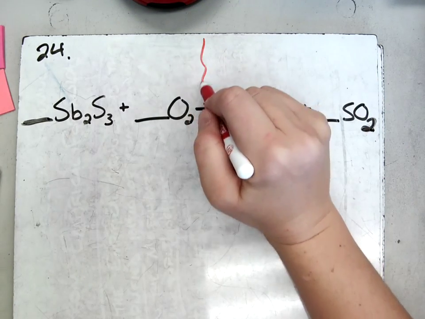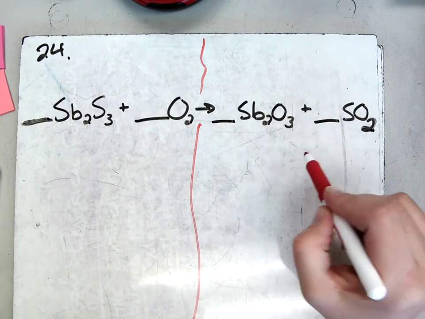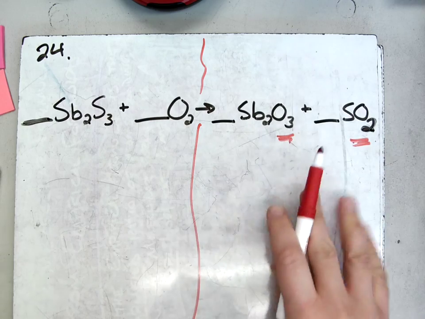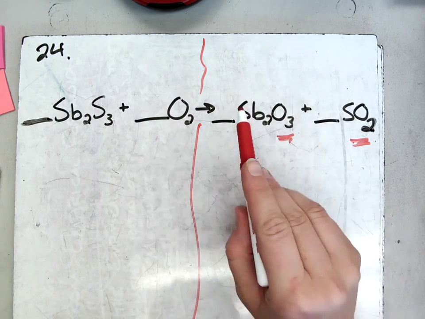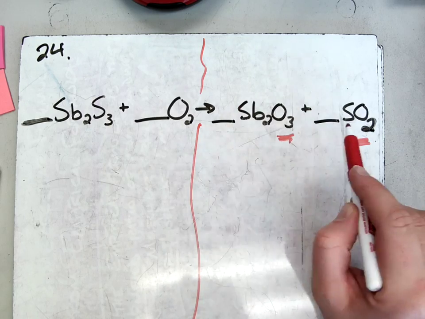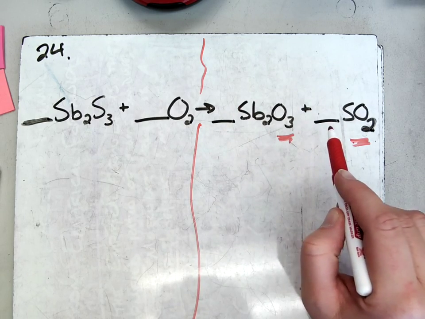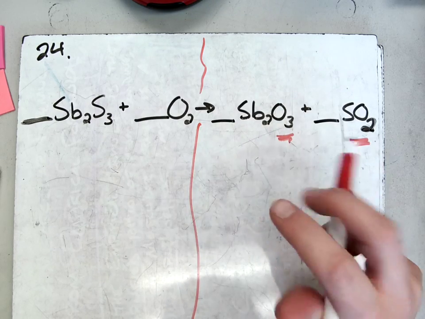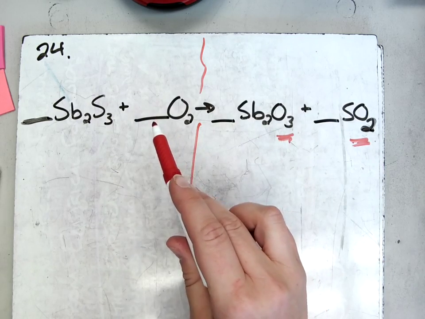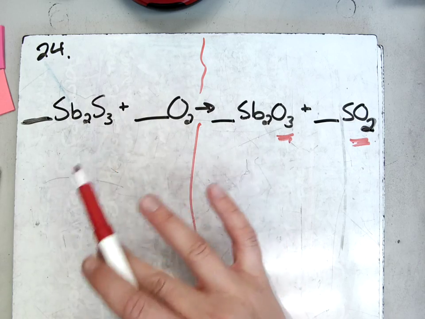I'm going to leave oxygen for last. The reason is that it shows up in 2 of my products. So my oxygen will be changed by writing in either of those spots for coefficients. So writing there or writing there might mess up my oxygens and change what I want to put there. So I'm going to leave the oxygen for last.